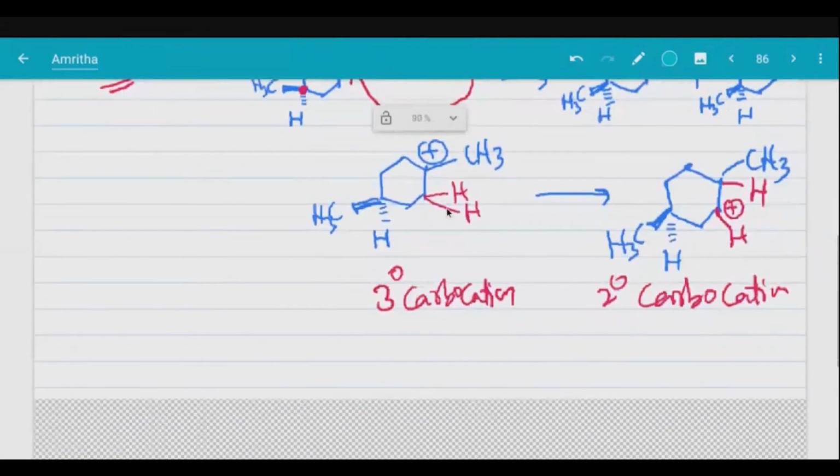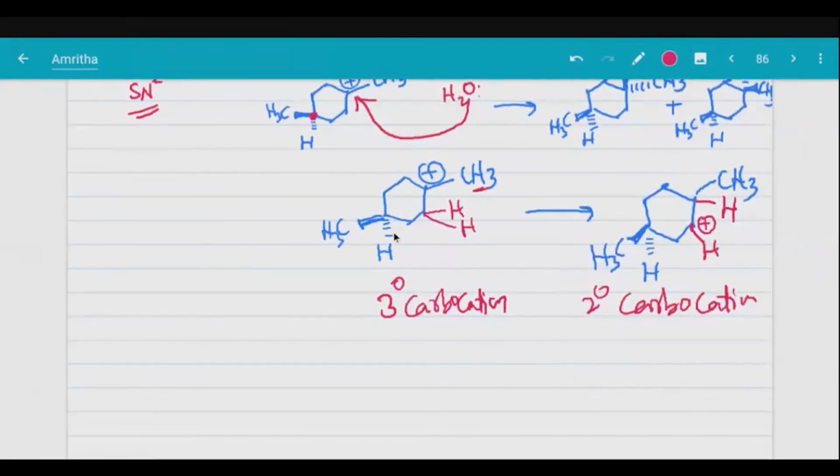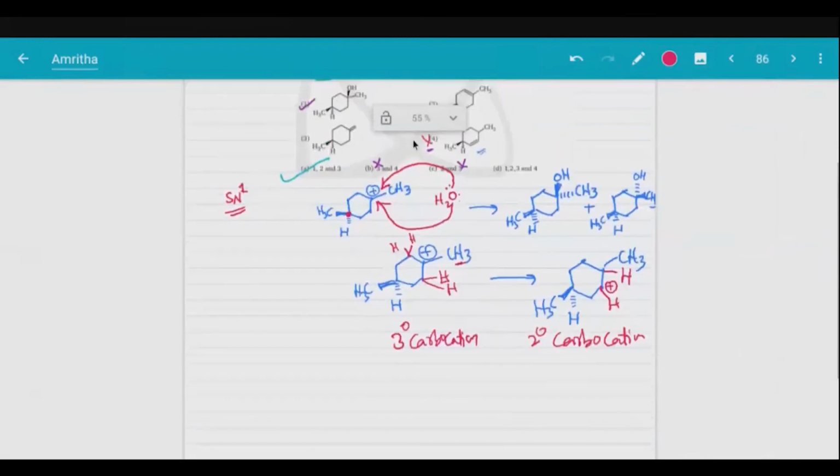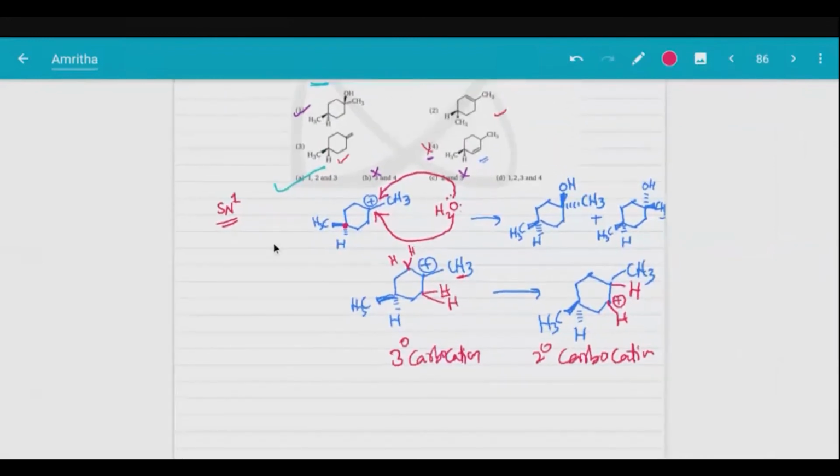See, now after getting the tertiary carbocation, you can eliminate this hydrogen, or you can directly eliminate this hydrogen or this one. You will get alkenes, right? Both are possible. B, C, 2 and 3 possible. So 2 and 3 are possible elimination.